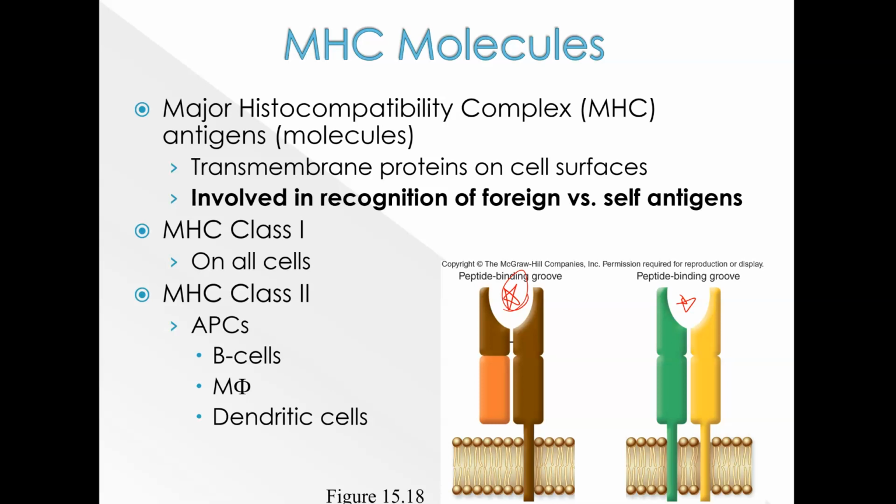So let's think about MHC class 2. MHC class 2 is on professional antigen presenting cells. APC stands for antigen presenting cells. There's only 3 cells that express MHC class 2, and that's B cells, macrophages, and dendritic cells.